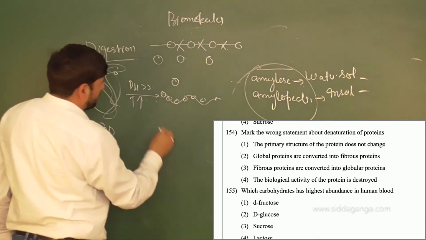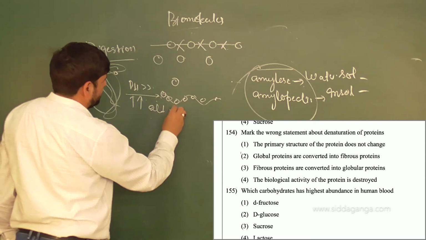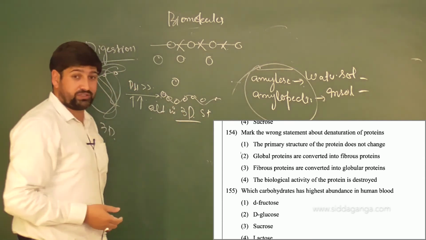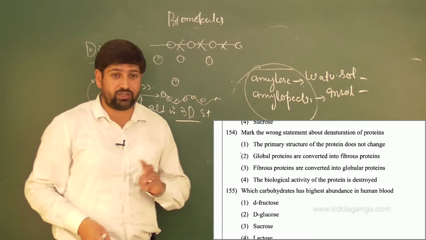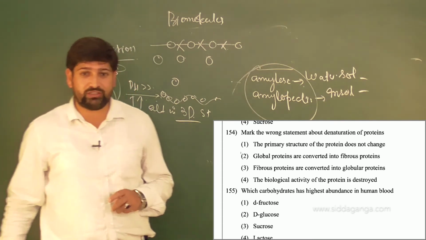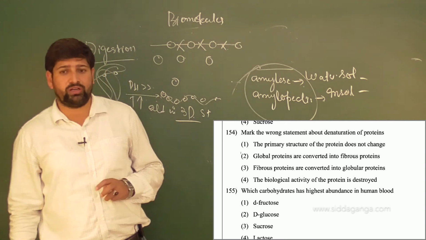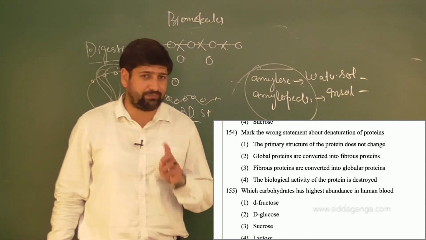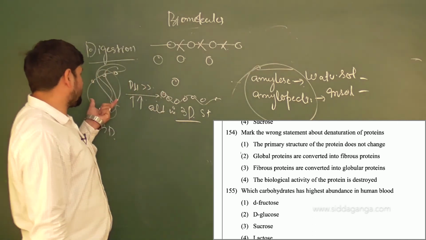Right? So there has occurred alteration in three-dimensional structure. This is called denaturation. So denaturation and digestion of proteins are different. Now, what's it asking? Mark the wrong statement about denaturation of protein. The primary structure of the protein does not change. Absolutely correct. This is tertiary structure.